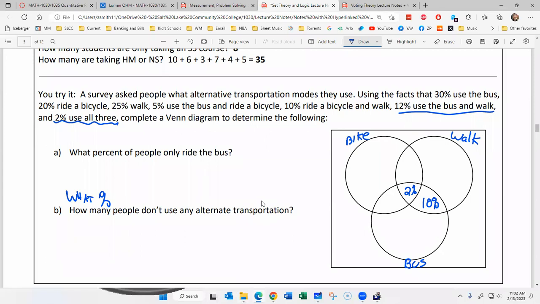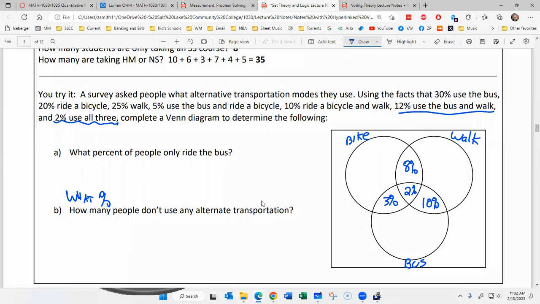10% ride a bike and walk. Now, bike and walk is this stuff. 10%. We have 2 already, so the 8's up there. 8 and 2 makes 10% do bike and walk. And 5% do bus and bike. That's this stuff. 2 plus 3 is 5.